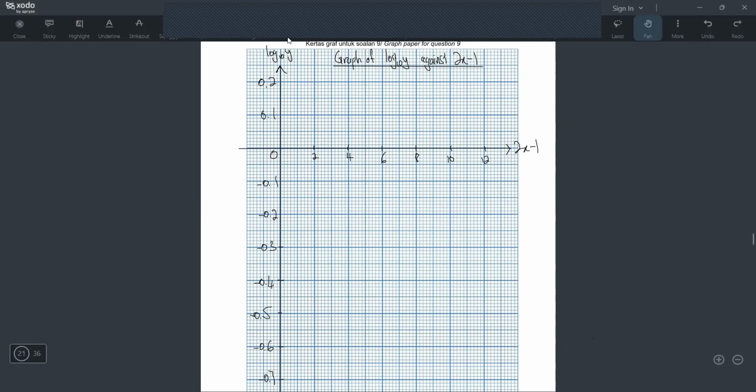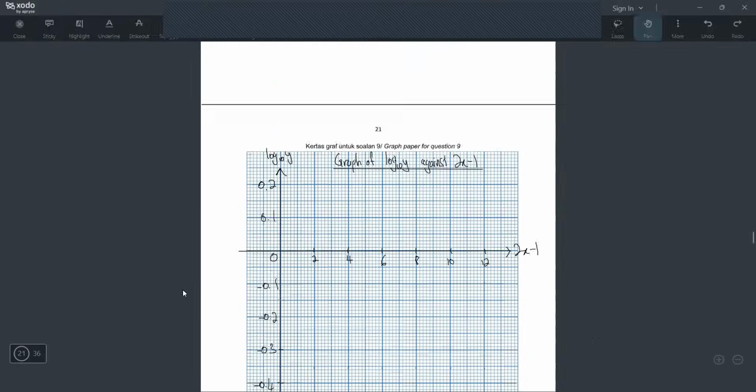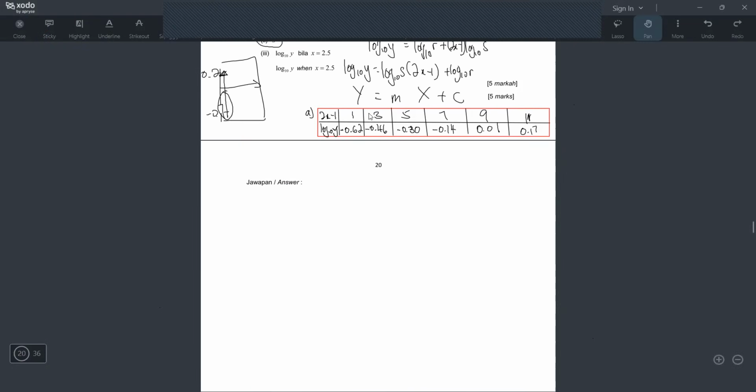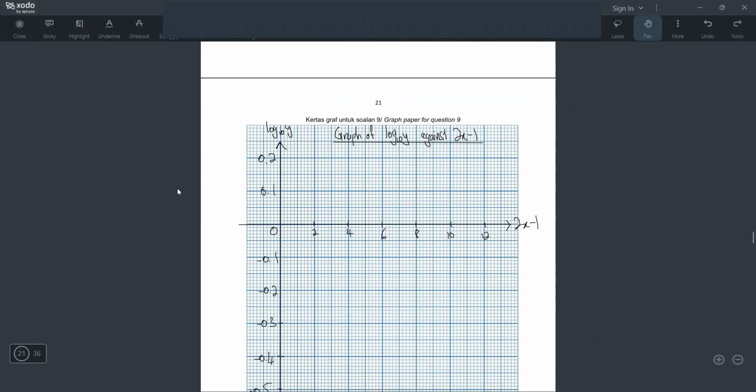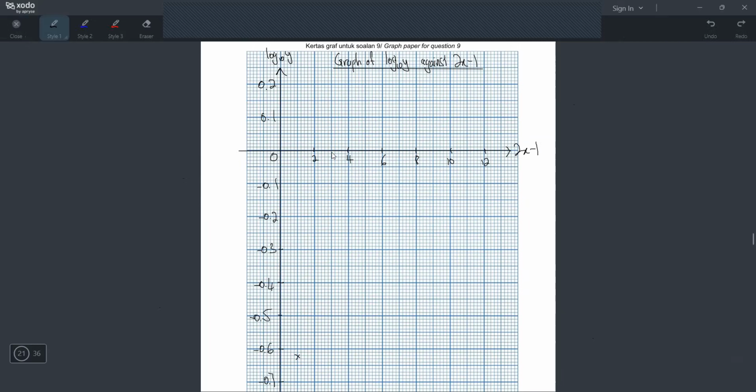So what do you write here? 1 is here. Negative 0.62. I think it's here. Right? Just plot. Okay, next point. Next point is 3, negative 0.46. Let's go. 3 is here. Negative 0.46. This is 0.45. This is 0.46. So this is where I plot. Right? Okay. Let's plot nicely.